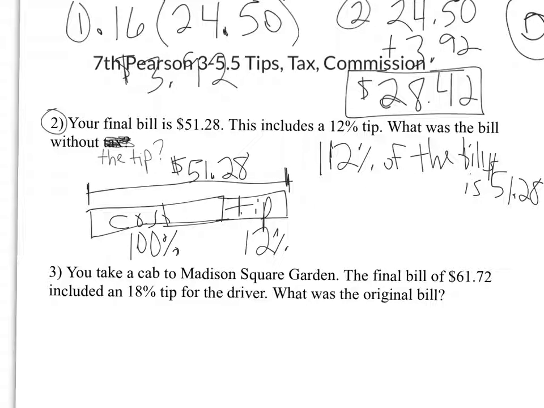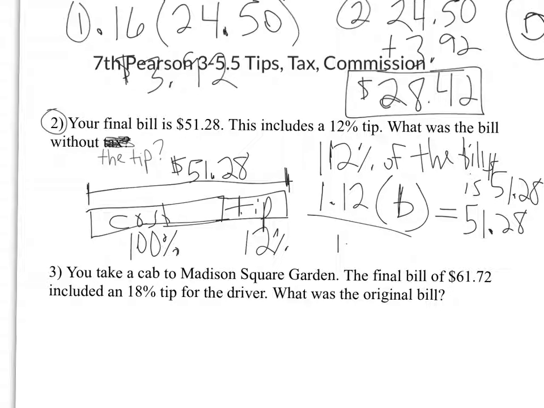So equation, the percent we would change to a decimal, which would be 1.12. Okay, 112% of means multiply the bill. That's what we're trying to find. The bill before the tip is means equals $51.28. So that gives us an equation, and then in order to solve the equation we always do the opposite operation. So looking at our variable, what's happening? They're multiplying, means we need to divide.